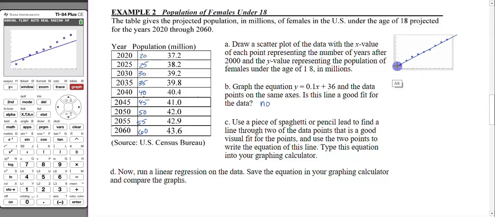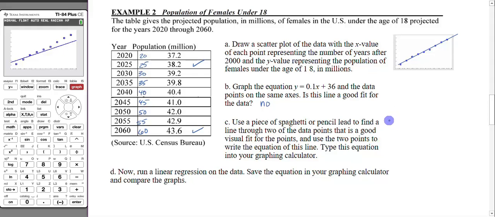You know, I honestly think that from the first point to the last point might be a good fit, or maybe even the second point to the last point. I think that is an even better fit. So your answer may vary depending on what you see as a better fit, but I'm going to be using this point and this point to find my equation.